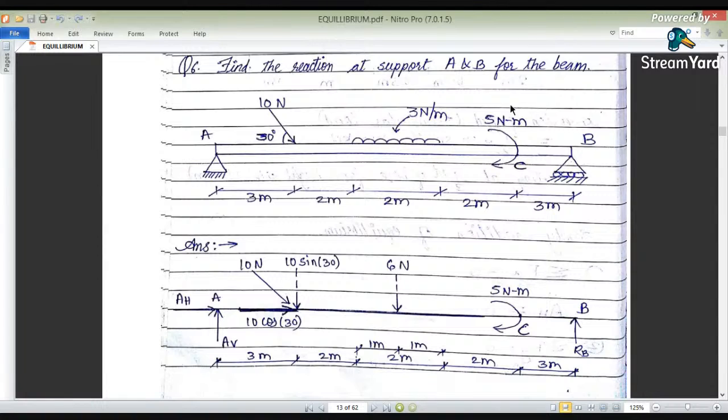That is the distance. So while taking the moment about point A, we don't have to take these distances 3 plus 2 plus 2 into account in the case of 5 Newton meters, because in this case the distance has already been taken care of while calculating the couple. What is the moment? It is force into perpendicular distance, so the distance is already taken care of.